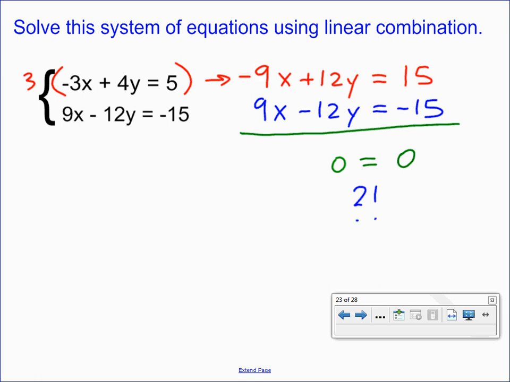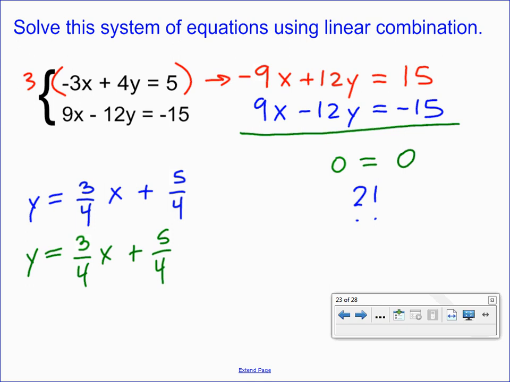Let's consider these graphically. So again, if I were to solve these equations for y, I could make a sketch. I get y equals positive 3/4 x plus 5/4, and I get y equals positive 3/4 x plus 15/12, which reduces to 5/4. Take a look at that. If I graph the blue line and then went and graphed the green line.